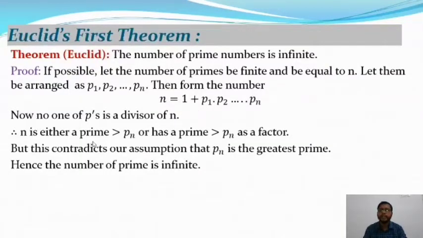So N is either a prime greater than pn, or has a prime greater than pn as a factor. But this contradicts our assumption that pn is the greatest prime. So hence the number of primes is infinite. This is the proof of the above theorem.